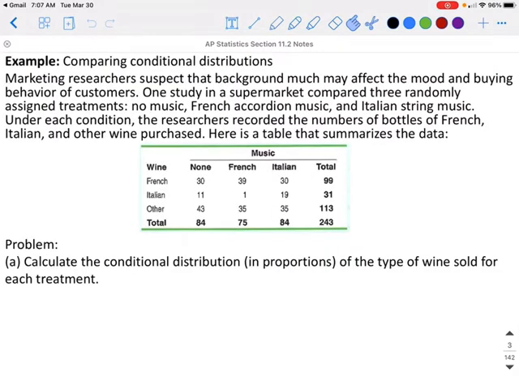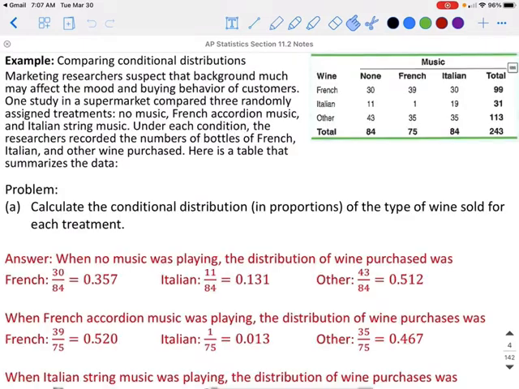Marketing researchers suspect the background may affect the mood and buying behaviors of customers. One study in a supermarket compared three randomly assigned treatments: no music, French accordion music, and Italian string music. Under each condition, the researchers recorded the number of bottles of French, Italian, and other wine purchased. Here is a table that summarizes the data. Calculate the conditional distribution in proportions of the types of wine sold for each treatment.